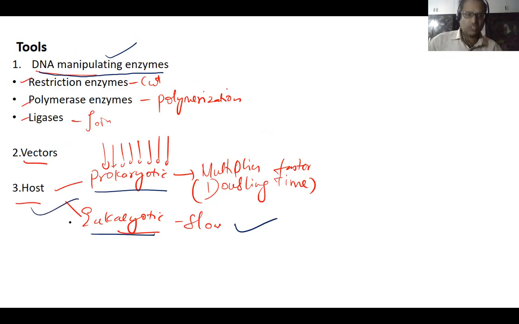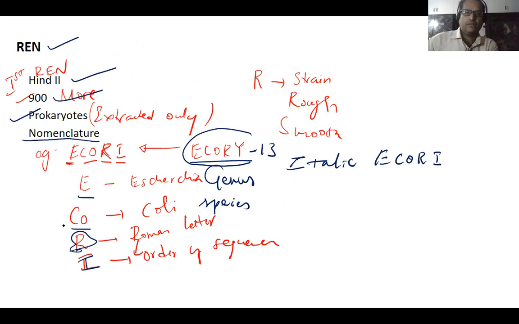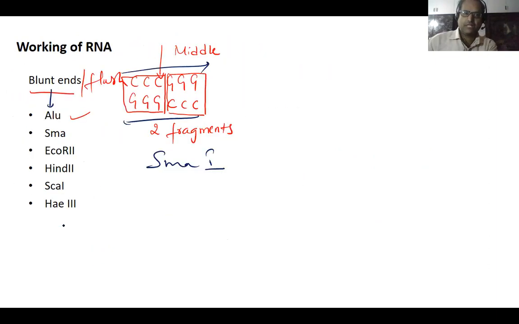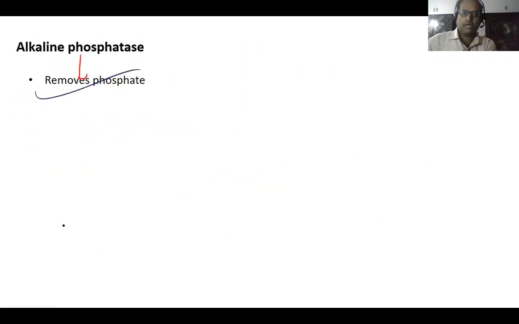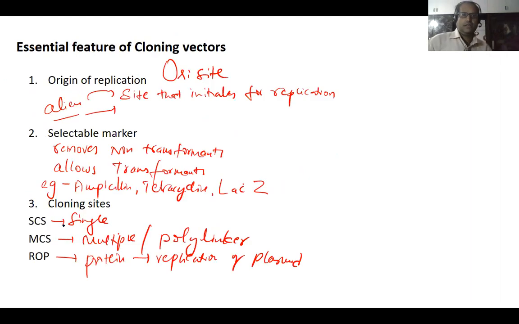We have already understood the host, but now we will understand the vectors. So the vector is the one that we'll understand now, in terms of the essential features of cloning vectors. Cloning vectors should have certain properties and characteristics that are very important. The first property is the origin of replication, one of the major properties needed here.